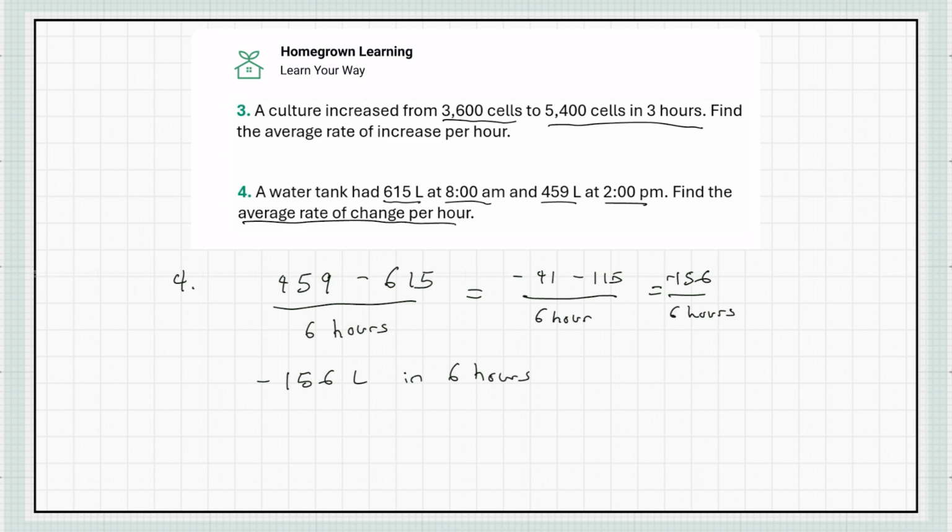If I divide both sides by 6, I'll get 1 hour here. And 156 divided by 6 is just 26. So this will be negative 26 liters in 1 hour, or minus 26 L per hour.